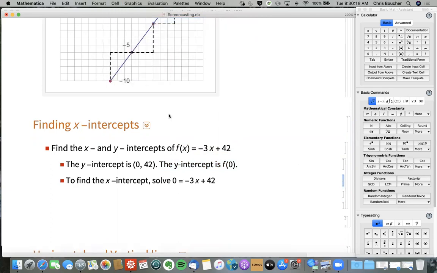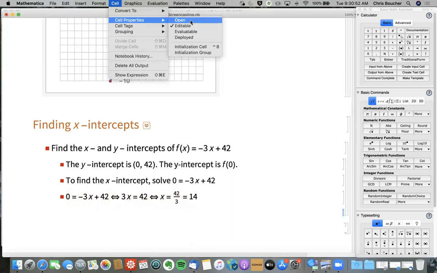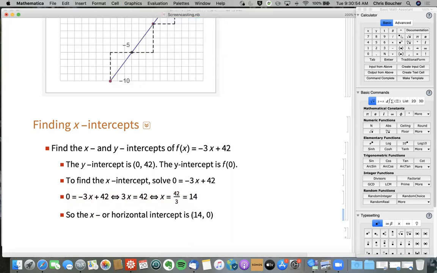To find the x-intercept, well, the x-intercept is on the x-axis, which means it's a point where the y value is 0. So I'm going to set the y value, that's the output, to 0, and then I have to solve the resulting equation for x. For a linear function, this is not too bad. In general, this could be a hard equation, but for linear functions, it's not. So what did I do? I added 3x to both sides and divided both sides by 3, and I come up with x equals 14. So the x-intercept for this function is the point (14, 0).